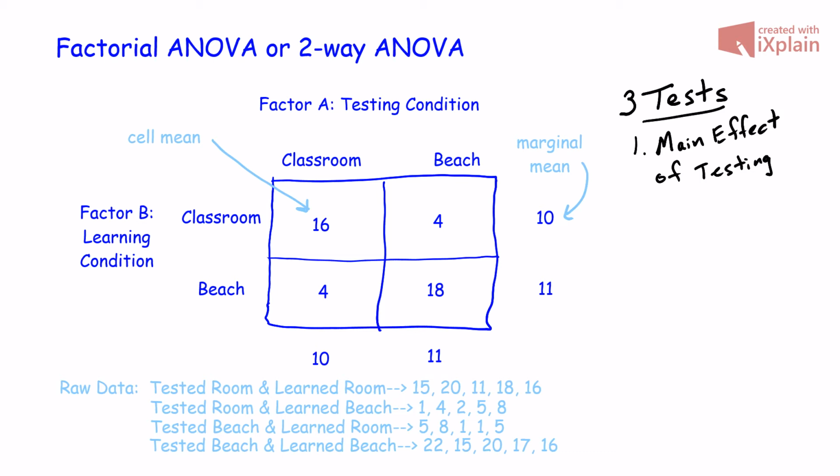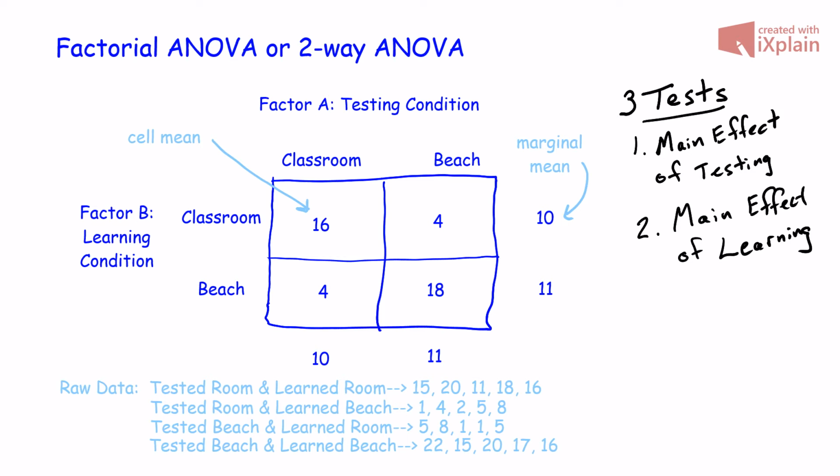So again, the first test is comparing the difference between these 2 to see if that's likely or unlikely to be due to sampling error. The second test is going to compare the other marginal means. It's going to compare these 2 marginal means to see if this difference is likely or unlikely to be due to sampling error. And then finally, the interaction.